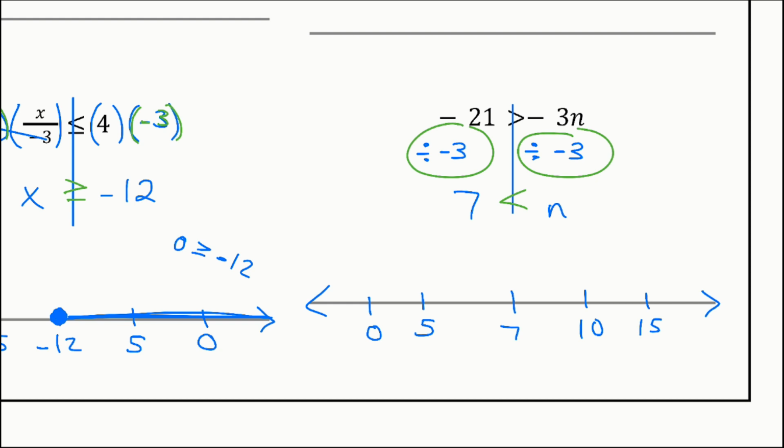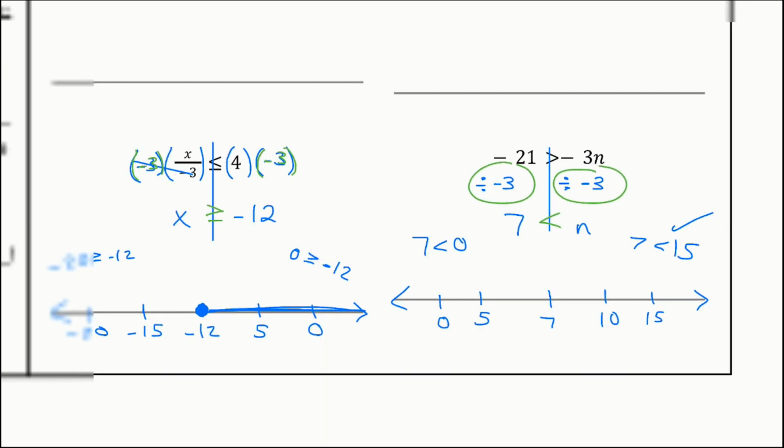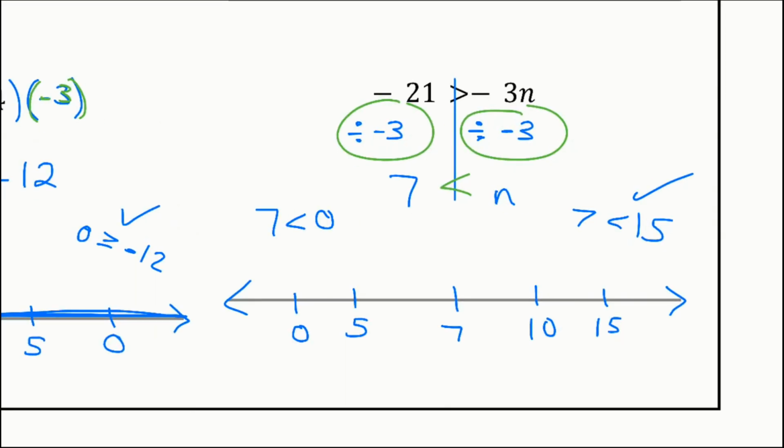Okay? Substitute in numbers for n. So we've got 7 is either less than 0, or we've got 7 is less than 15. This one's going to be the truth, so we're going to shade in that direction. Also, this is a less than symbol, so we're going to have an open dot. We're going to have an open dot at 7, shade in the direction of 15. Okay?